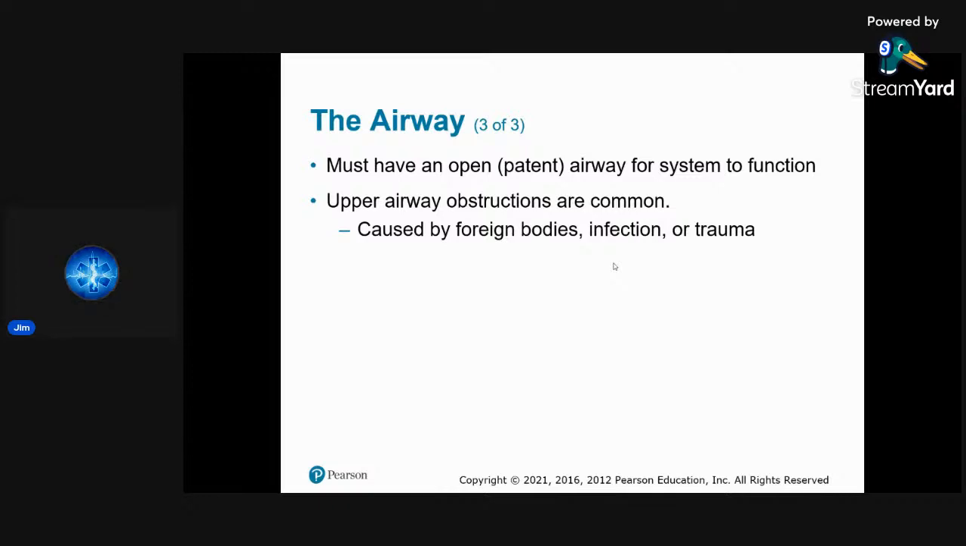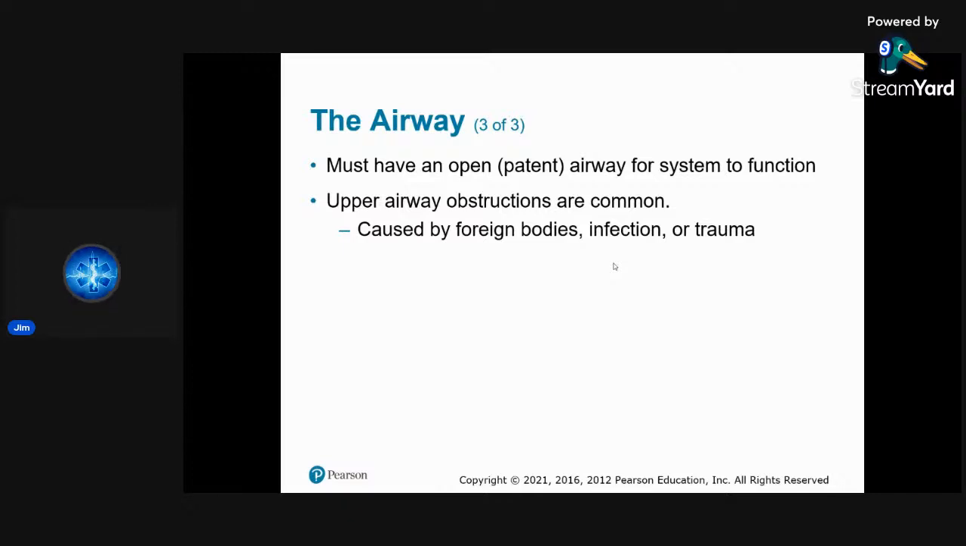The airway. We must have an open, or what we call a patent, airway in our world for the system to function. If we don't have an airway, we don't have a patient. You're going to hear that said over and over throughout your career. So we've got to have a good patent or open airway.